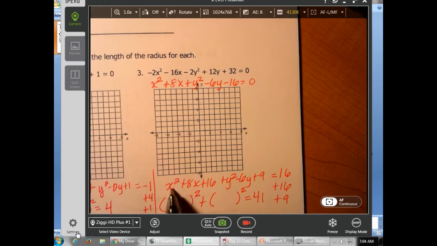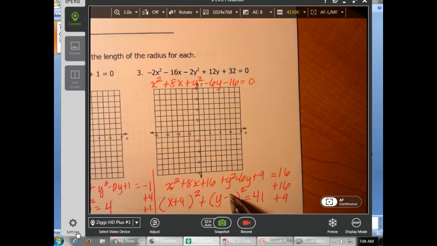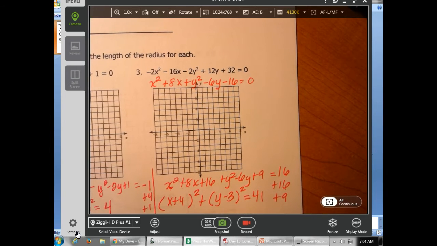Okay, so factoring this is just x plus 4. This is y minus 3. My center is going to be located at -4, positive 3. And my radius is the square root of 41.